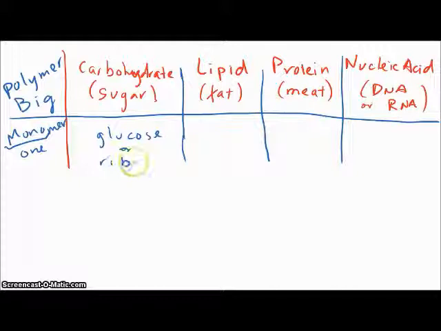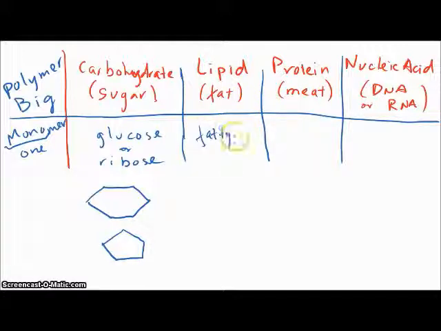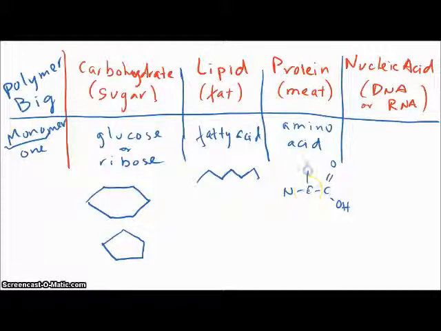So a monomer for carbohydrate is glucose or ribose, and these are a ring of carbon, like a hexagon looking thing, or a pentagon looking thing for ribose. The monomer for lipids is fatty acid, which you probably see as a jagged line. The monomer for proteins is amino acid. An amino acid looks kind of like this, with an R group attached to a central carbon.